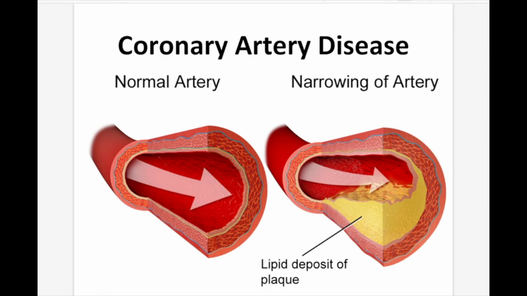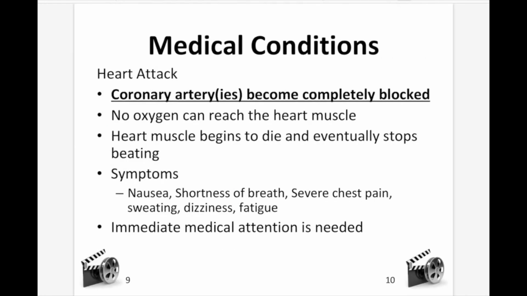Now, again, a little bit more of a zoomed-in picture of the same thing we were talking about. So we're going to get our deposits inside an artery, which leads to a narrowing of that particular artery. If the artery is narrowed too much, we're going to lead to things like heart attack. Now, heart attack is when the coronary arteries become completely blocked. No oxygen can reach the heart muscle, and eventually the heart muscle begins to die and stop beating. Symptoms of this include things like nausea, shortness of breath, severe chest pain, sweating, dizziness, fatigue. If you're experiencing any of these things, immediate medical attention is needed.